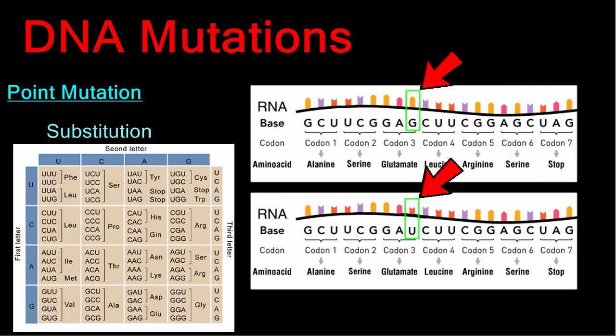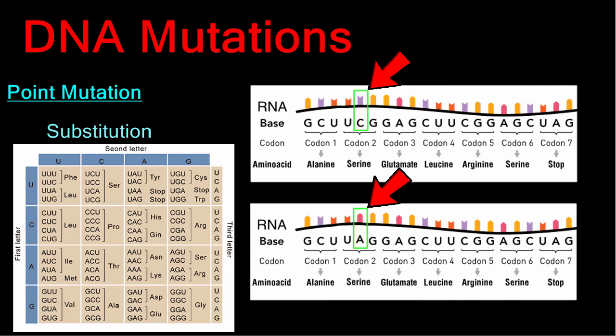Here's another example of a substitution. This time the base was changed from G to U. The new codon codes for asparagine instead of glutamate. This could potentially cause a change in the protein that could change its function.